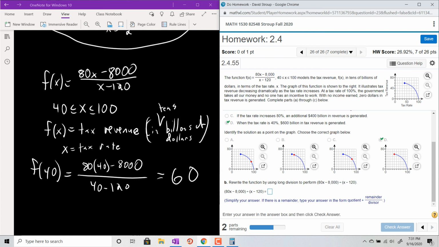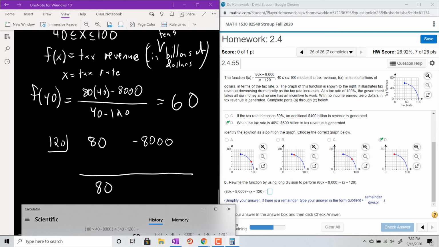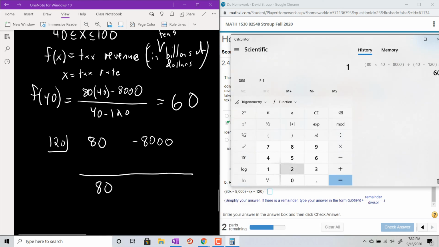Use long division to simplify this thing. Okay, so let's do that. We can do synthetic if you want. So it'd be like 120 is your divisor, and then we have 80, and then minus 8,000. So bring down the 80, and then 120 times 80. 120 times 80 is 9,600. We'll go right here. And then subtract those two, and of course you get 1,600.